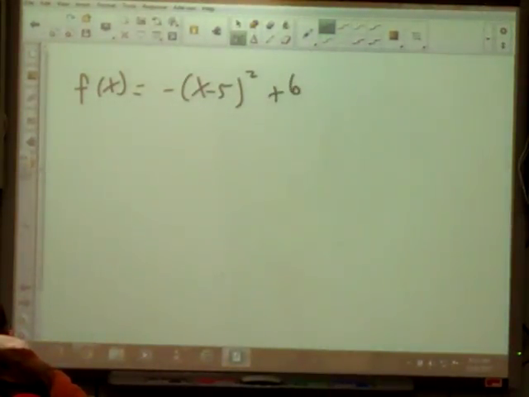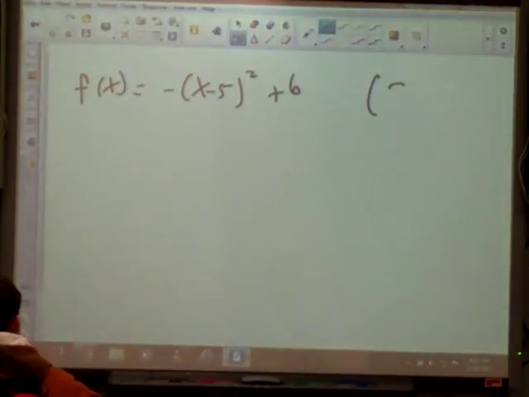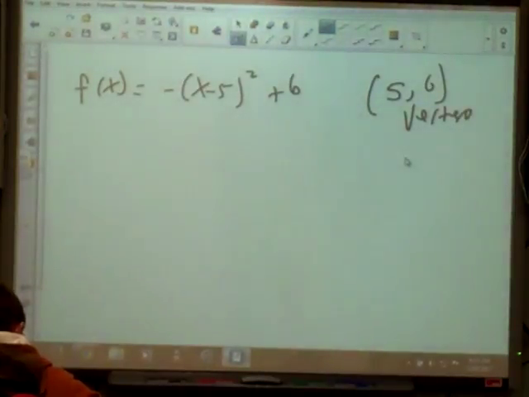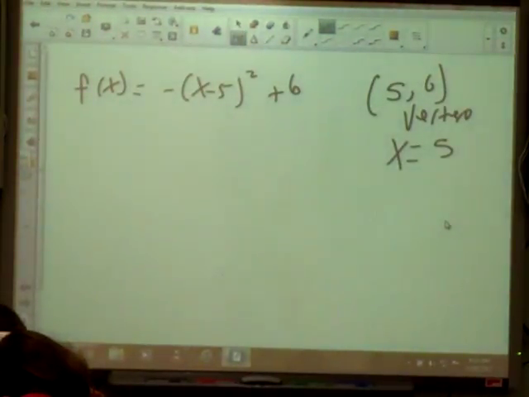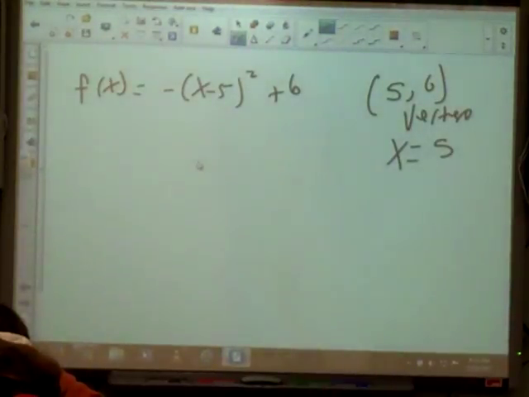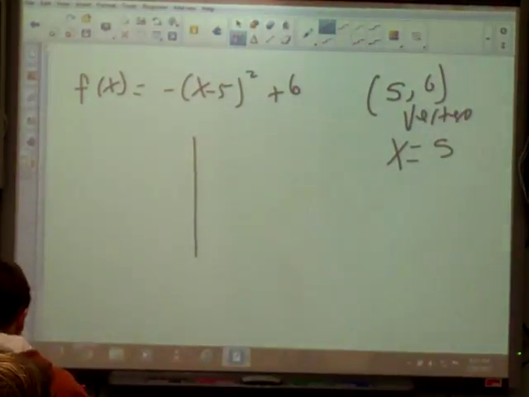That's in vertex form. All right, Austin says this is vertex form. I want to know what's the vertex. So you would say 5, 6. There's your vertex. What's the axis of symmetry? x equals what? 5. Good.